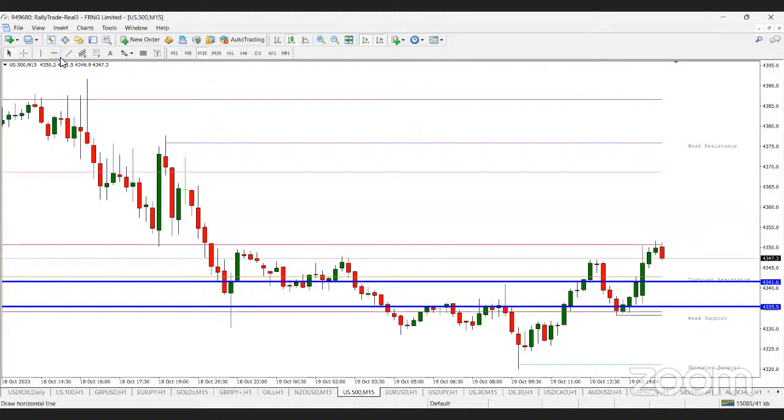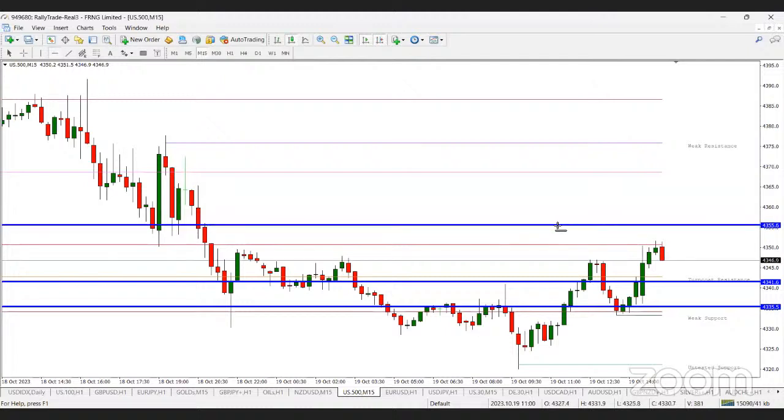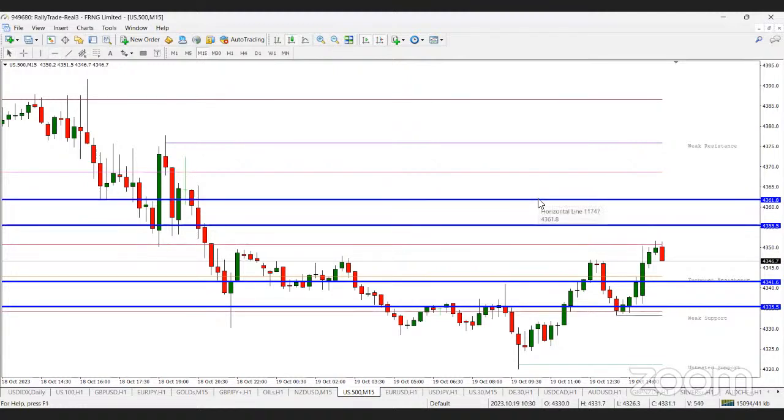So my sell stop is likely going to be at 4341.6. My sell stop for US 500 is going to be at 4341.6. Take profit at 4335.5.